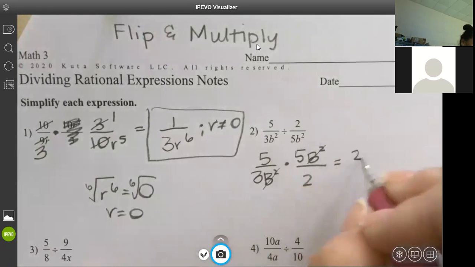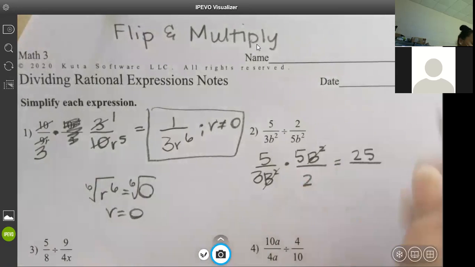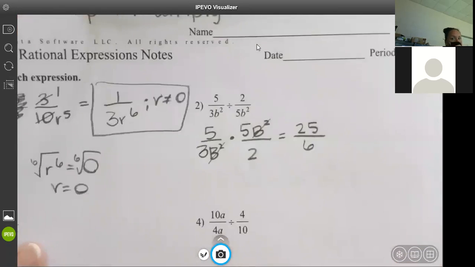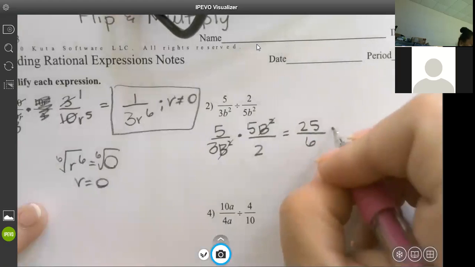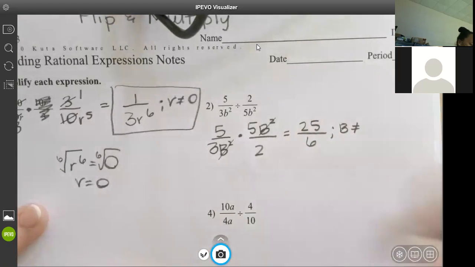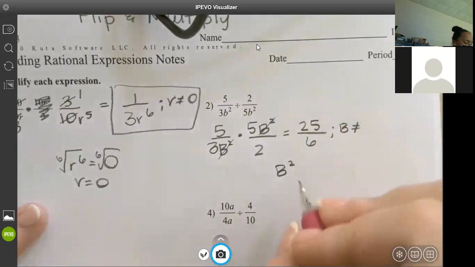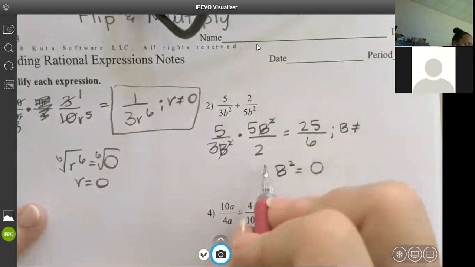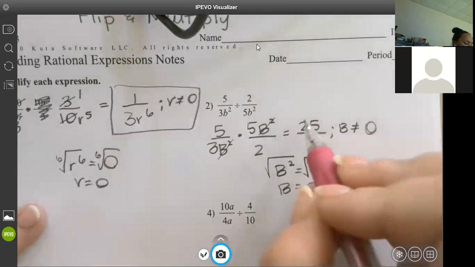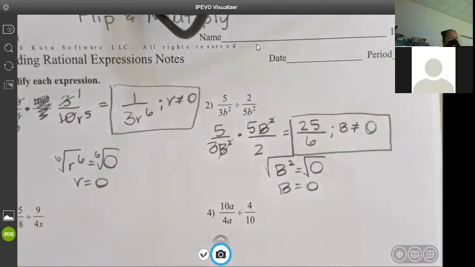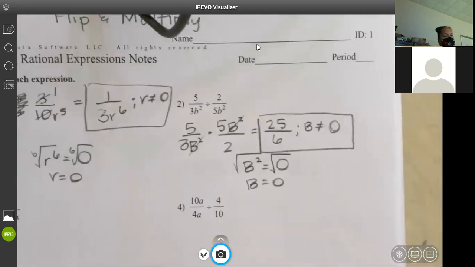5 times 5 is 25 on the top. On the bottom, we have 2 times 3, which is 6. Again, it will not reduce anymore. But we did have a point of discontinuity. Remember, whatever we cross out is a hole, set it equal to 0. To get rid of the square, we square root, still gives us 0. So we have a discontinuity at 0. Any questions on 1 or 2? Again, same thing we did on Friday. We just have to flip that first fraction.